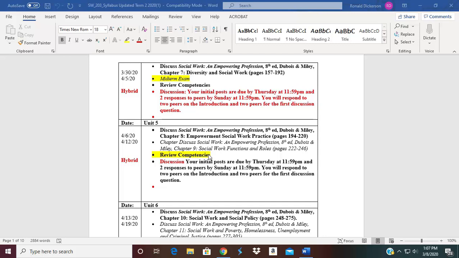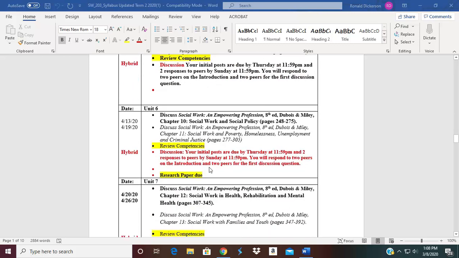And then you have to go back and read Chapter 8 and Chapter 9 and review the competency for both chapters. I recommend when I show you where the competencies are located that you print it out, put it in a binder, and that way you can highlight it as you go, and you'll have an understanding of what's in each one of the competencies. Here again, you have a discussion, and we'll talk about discussion when we get into Blackboard a little bit more in detail, and I'll show you where it's located. But just know that you have to respond to 2 of your peers after your initial post.